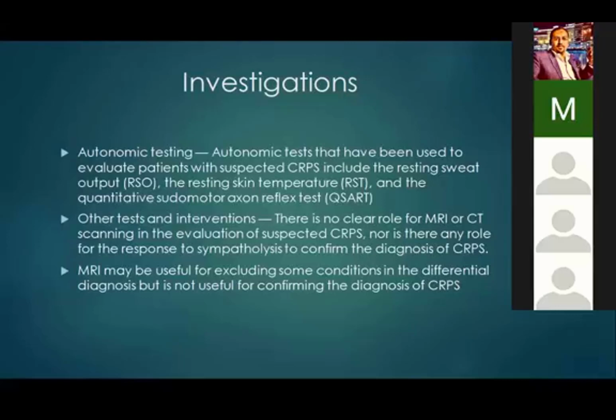Other tests and interventions: there is no clear role for MRI or CT scan in the evaluation of these problems, nor is there any role for the response to sympatholysis to confirm the diagnosis of CRPS. I mean by this, some physicians prefer to do lumbar sympathetic blocks or guanethidine intravenous regional blocks to see the response, but this is not actually of diagnostic value at all. MRI may be used to exclude some conditions in the differential diagnosis, but it's not useful for confirmation of the CRPS syndrome.